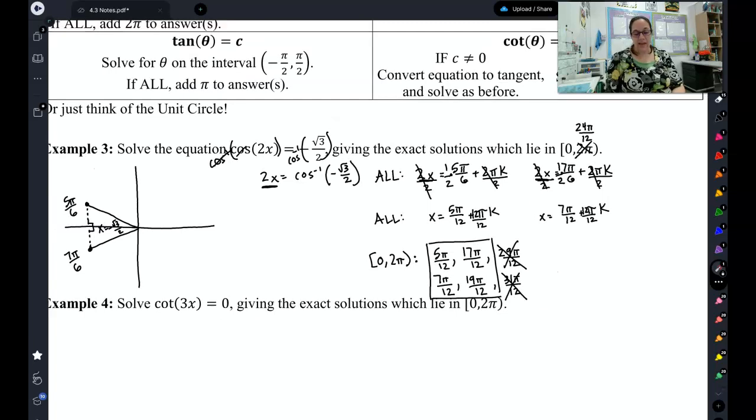So basically, it's kind of the same thing with the plus 2 pi k and all of that. The only difference is because we have this 2x inside, we had to divide everything by 2, which changed our answer slightly. And then we had to list them so we would only get the ones between 0 and 2 pi. So that's our first example of this kind of a problem.